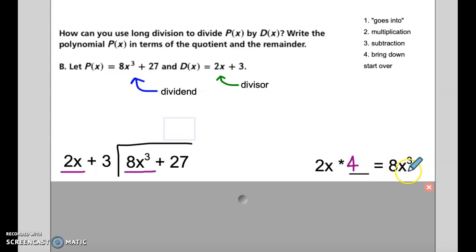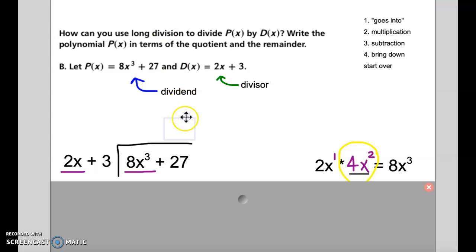X times what gives me x cubed? It's going to be x squared. Remember exponent property rules. So when we're multiplying variables, the exponents add. So this was a 1, needs 2 more to give me 3. Okay, so what I do with this 4x squared is I put it in my quotient.